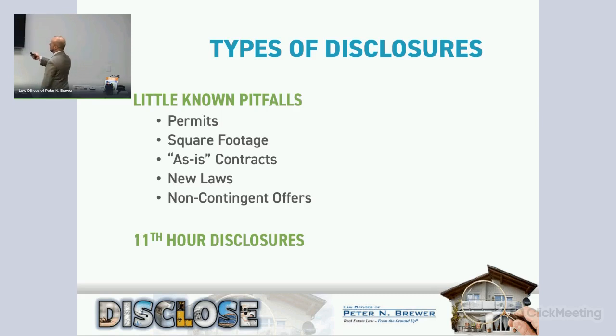11th hour disclosures. This comes up. If something comes up and you realize your sellers failed to disclose something or potentially failed to disclose something, amend it. The contract provides for a vehicle to do this. The law provides for a vehicle to do this. You amend the disclosures. It does reopen a potential contingency for 3 or 5 days, depending on how you deliver that amendment to the disclosures.